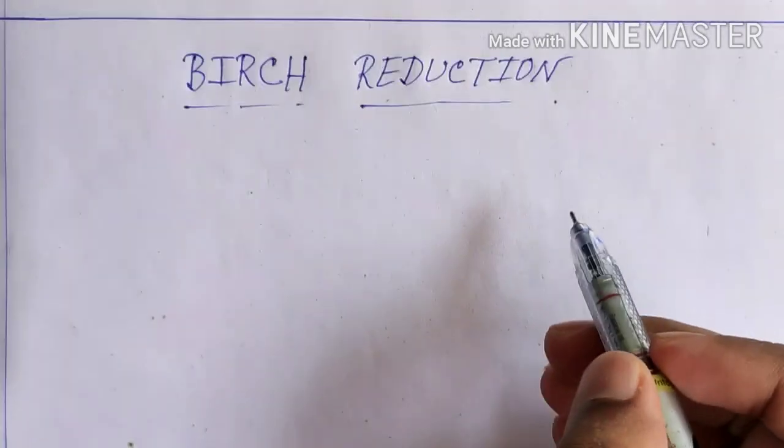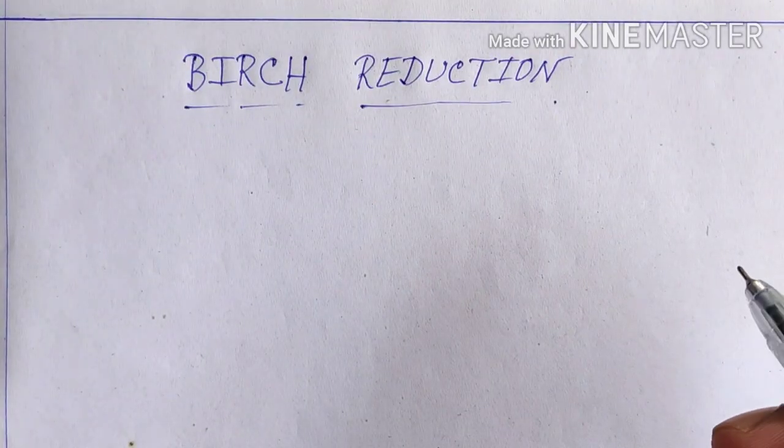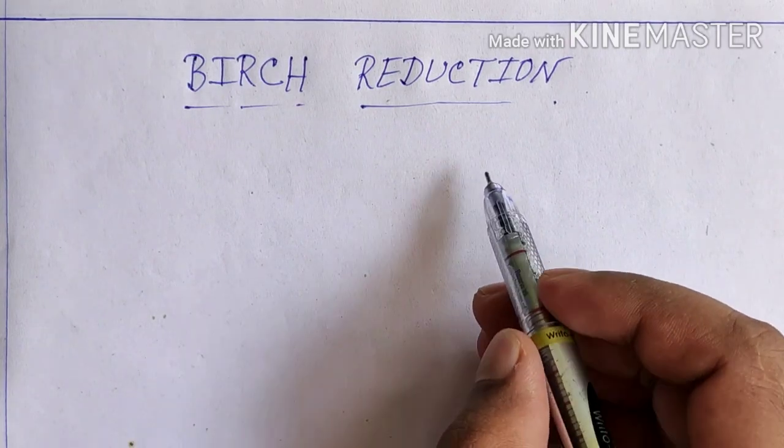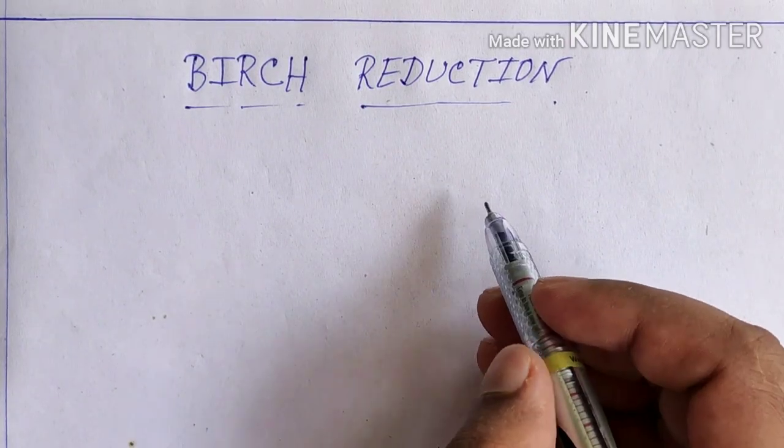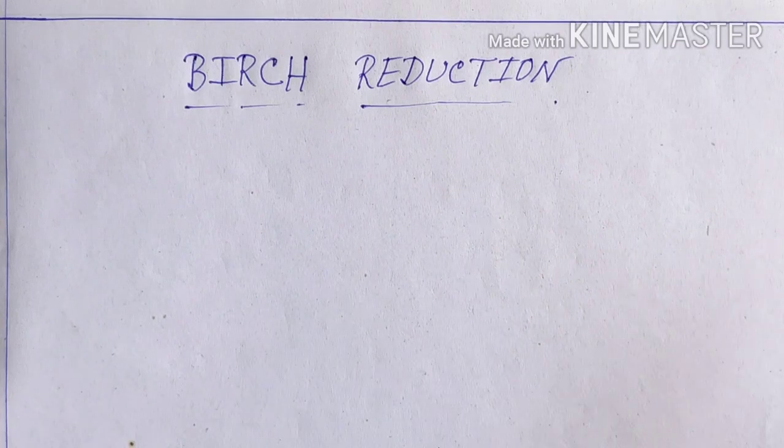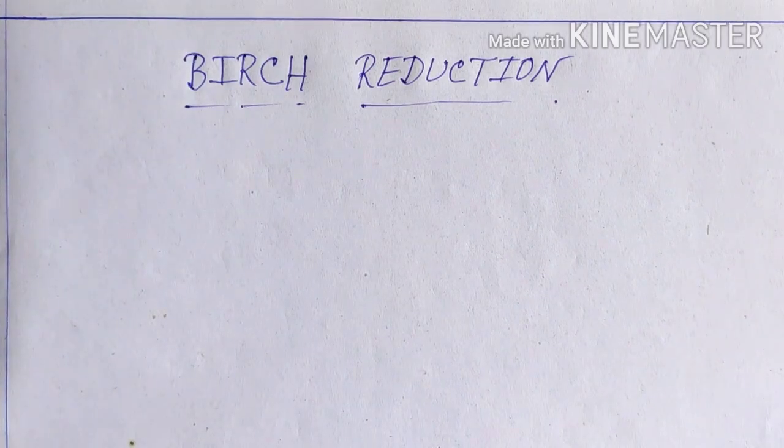In this lecture I will mainly discuss the mechanism of Birch reduction, its regioselectivity, and the most crucial part, the formation of thermodynamically less stable 1,4-diene from a benzenoid system instead of the more stable conjugated 1,3-diene. So watch this video carefully until the end to gain some knowledge about Birch reduction.